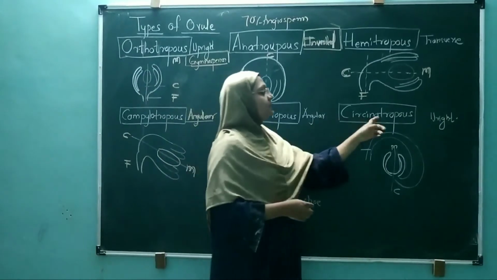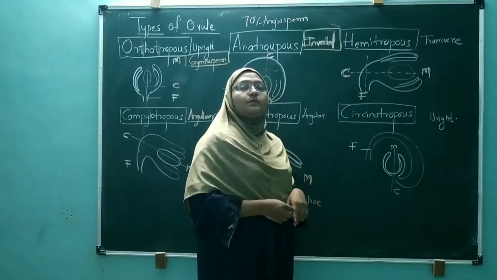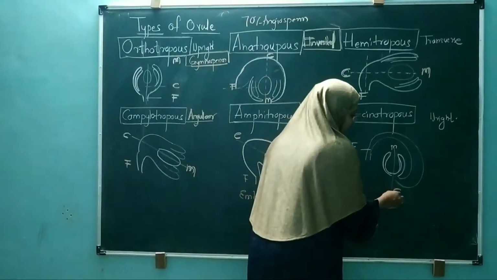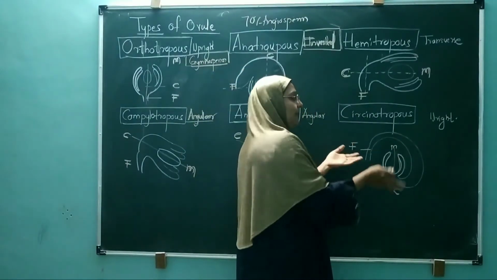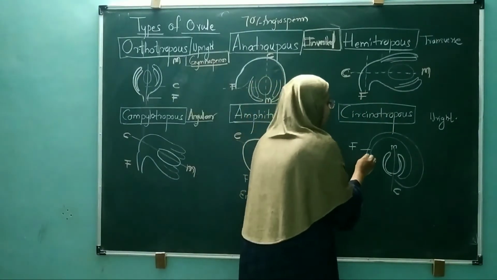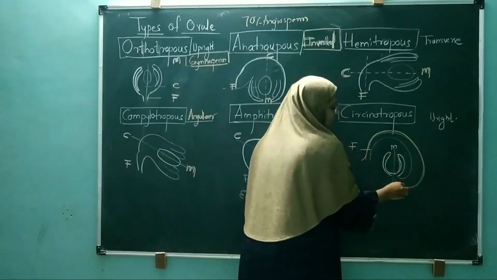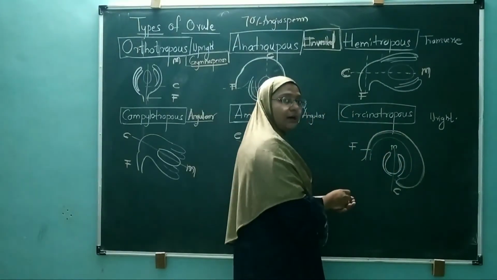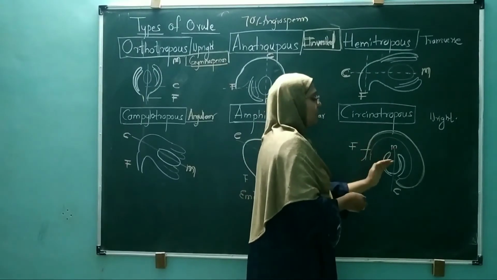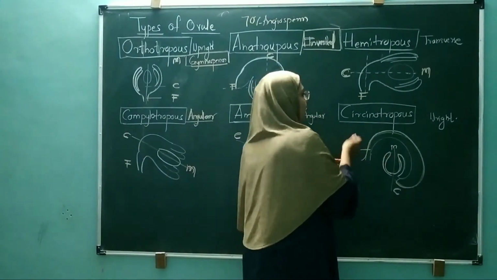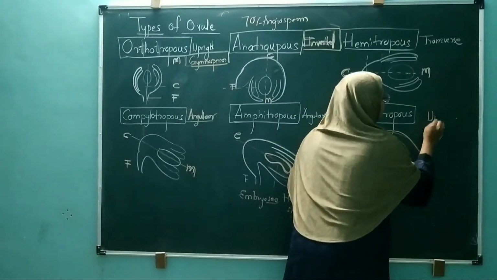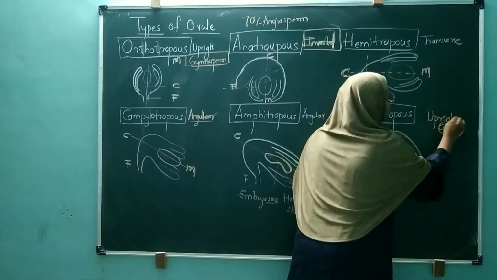Next, that is the circinotropous. In circinotropous, the chalazal end is at the back side, and the micropylar end is exactly opposite, on the anterior side of the funiculus. The funiculus has extended so much, and so the position of the micropyle gets inverted. So this kind is called circinotropous, and it is also an upright one.